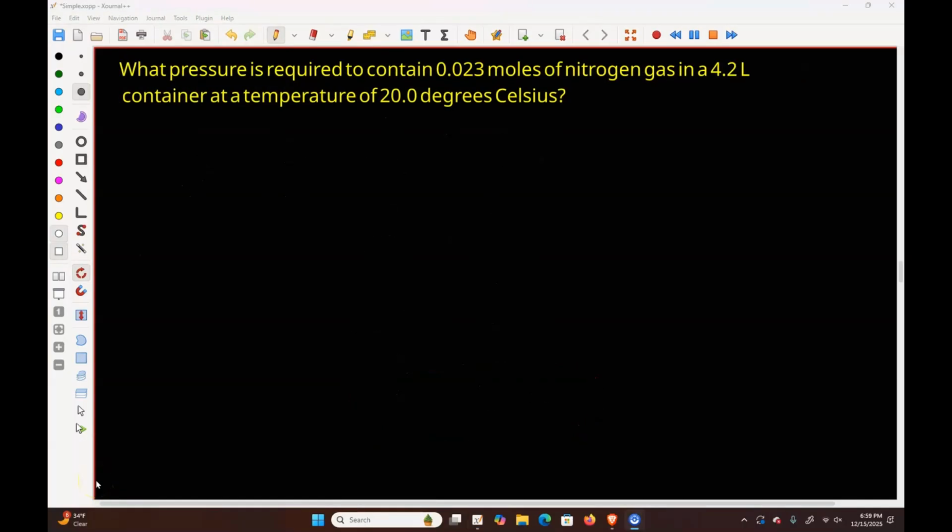So what pressure is required to contain 0.023 moles of nitrogen gas in a 4.2 liter container at a temperature of 20 degrees Celsius? Okay, so we'll use PV equals nRT, and I'm looking for the pressure. So I'm going to say that the pressure is equal to nRT divided by V.